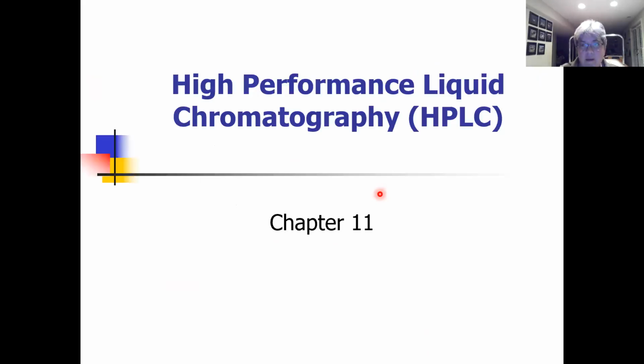Okay, now we are ready to move on to our last chapter, chapter 11, which is the liquid chromatography portion. This technique is called high performance liquid chromatography. A lot of people see this abbreviation HPLC and they think the P stands for pressure because this method is done under high pressures. But the P is not pressure, it's performance.